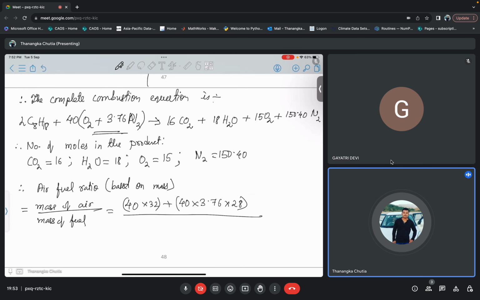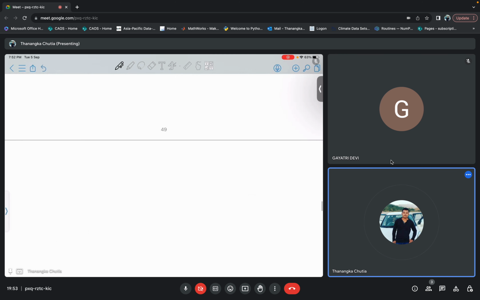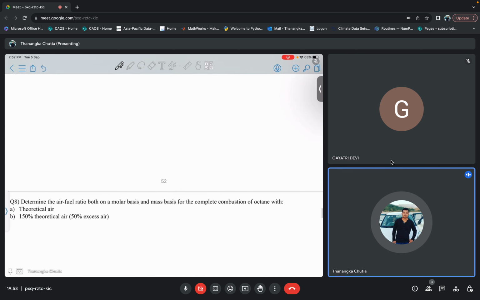And what is the mass of the fuel? Fuel is octane, so it's 2 into 8 into 12 for the carbon part, and for the hydrogen part it is 2 into 18 into 1. So your air fuel ratio will be 24.08. Fine, so let us go to the next question.